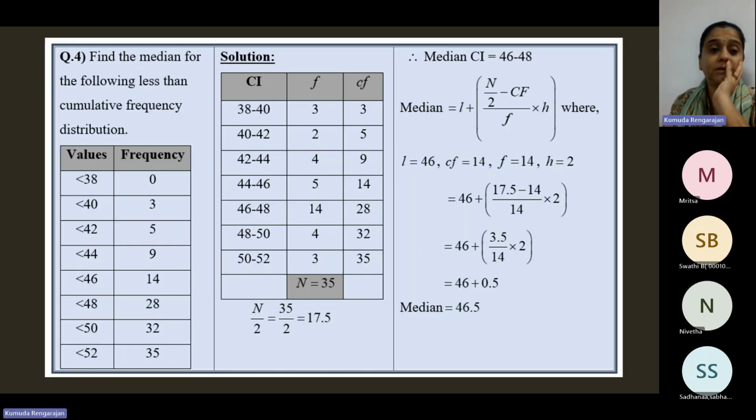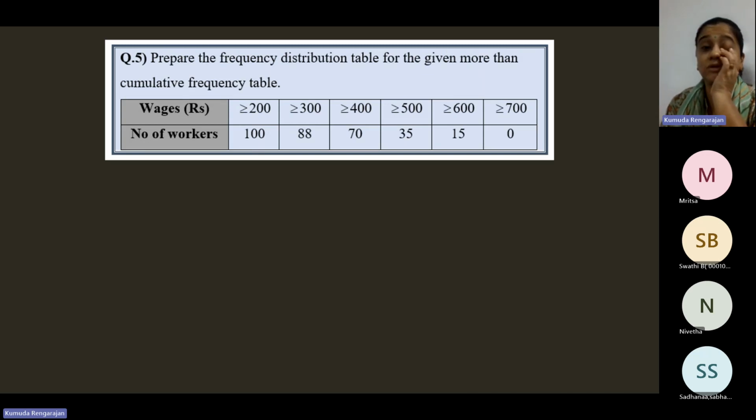Now we'll see a more than table. This one is a more than table. You can see more than or equal to. It's the same. More than, greater than, or equal to 200. Greater than or equal to 300. Greater than or equal to 400. Greater than or equal to 500. Greater than or equal to 600. Greater than or equal to 700.